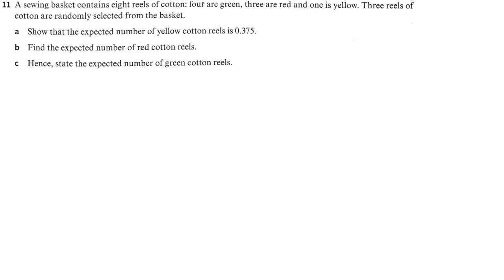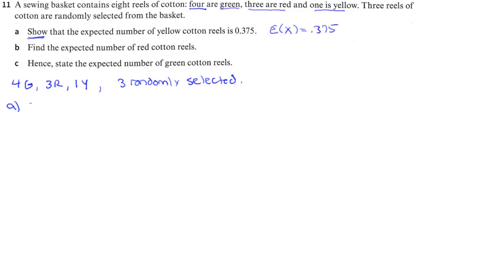On page 159, number 11, we've got a sewing basket with 8 reels of cotton. 4 of them are green, 3 of them are red, and 1 is yellow. 3 of the reels are removed at random. So let's put our information down here so we can see it. And remember what we've got to do? We're selecting 3 at random. Now, it says show that the expected number of yellow cotton reels is 0.375.